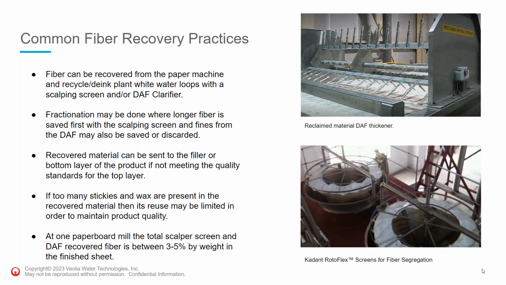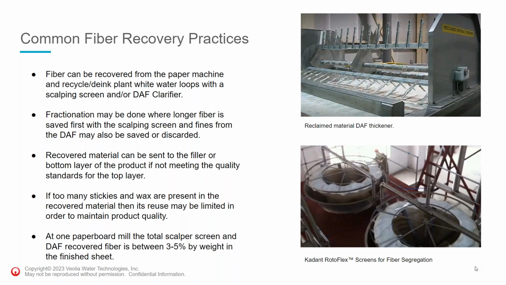And as I mentioned earlier, the recovered material can be sent to filler or bottom layers if the quality of that recovered material doesn't meet the specs for the quality of the top layer of the products. For example, if you have too many stickies or wax present in the recovered material, then the reuse of that material may be limited. It may be bled in a little bit and may be rejected to some extent so that the paperboard plant does not build up too many stickies and wax in their system.